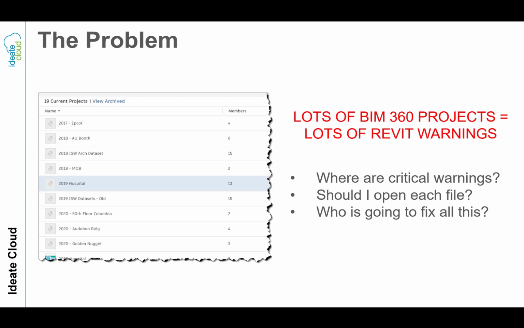If you have lots of BIM 360 projects and want to know about Revit warnings, which is a key aspect of model health, the current workflow is to open each of the projects in Revit to view those warnings. What you really want to know is where are your critical warnings, which file has the biggest problem, and then a quicker fix of the problem. Who's going to fix these problems?